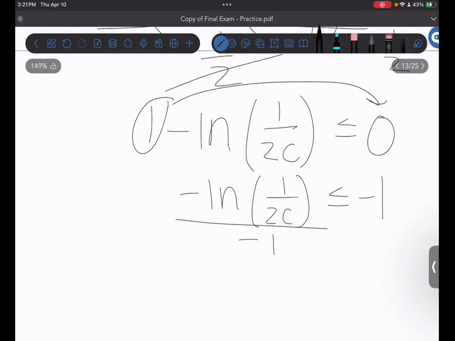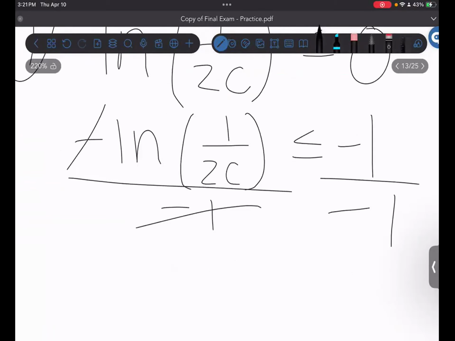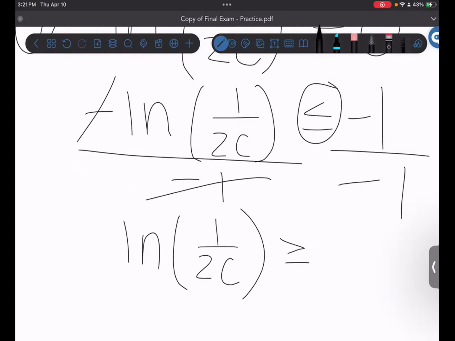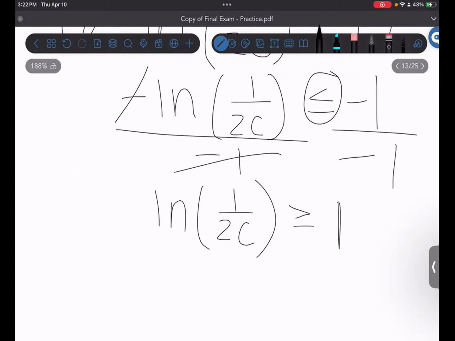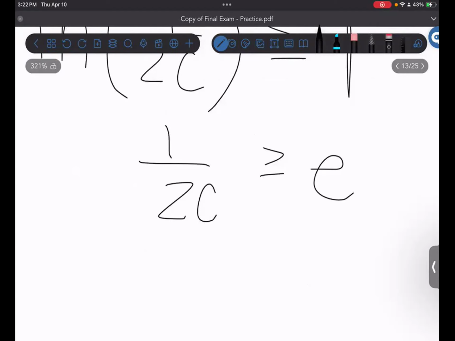I divide both sides by negative 1. And since we're dividing by a negative number, we have to flip the inequality sign, right? So ln of 1 over 2c has to be greater than or equal to 1. And I could just convert this back to exponential form. So it would be 1 over 2c is greater than or equal to e to the exponent 1, which is just e. And we just solve for c.